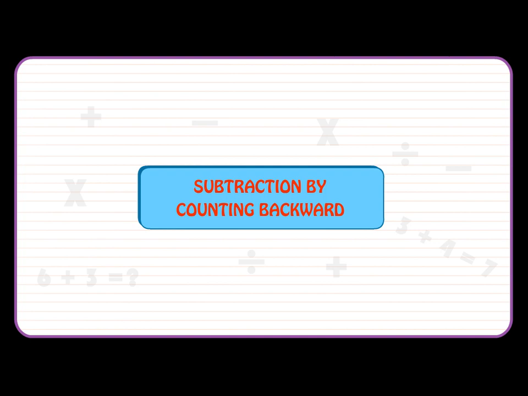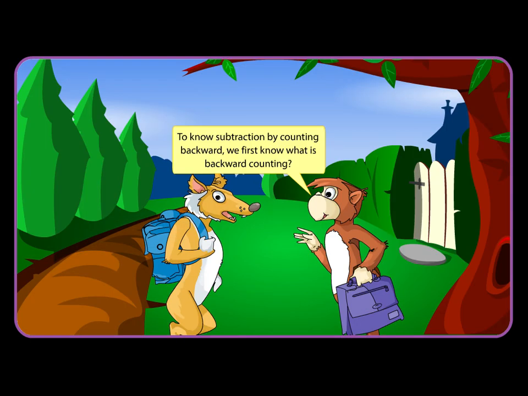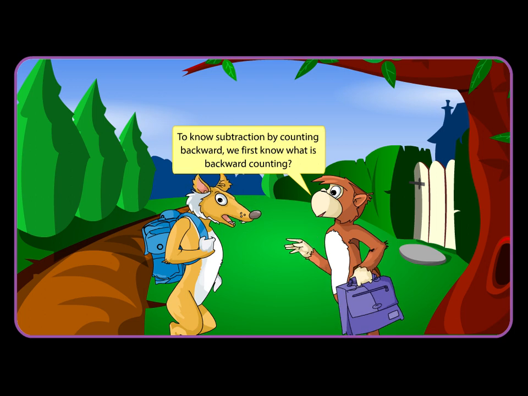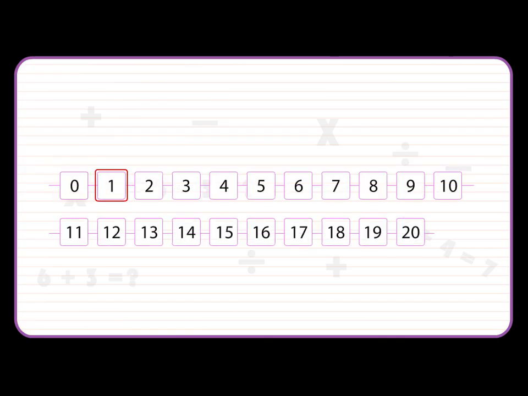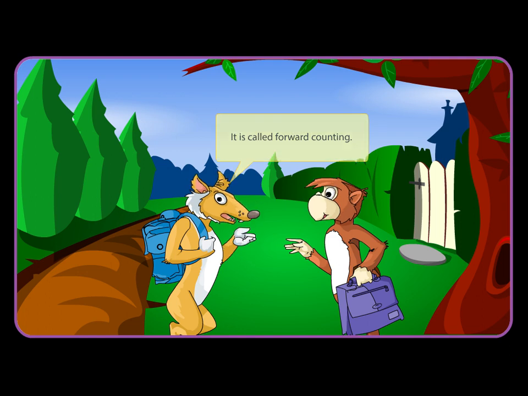Subtraction by counting backward. To know subtraction by counting backward, we first know what is backward counting. Let's count from 0 to 20. 0, 1, 2, 3, 4, 5, 6, 7, 8, 9, 10, 11, 12, 13, 14, 15, 16, 17, 18, 19, 20. It is called forward counting.